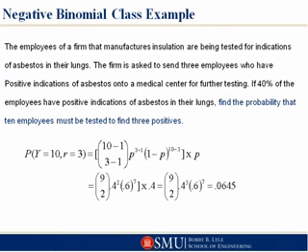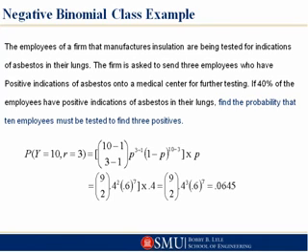The employees of a firm that manufactures insulation are being tested for indication of asbestos in their lungs. The firm is asked to send 3 employees who have positive indications of asbestos on to the medical center for further testing. If 40% of the employees have positive indications of asbestos in their lungs, find the probability that 10 employees must be tested to find 3 positives.